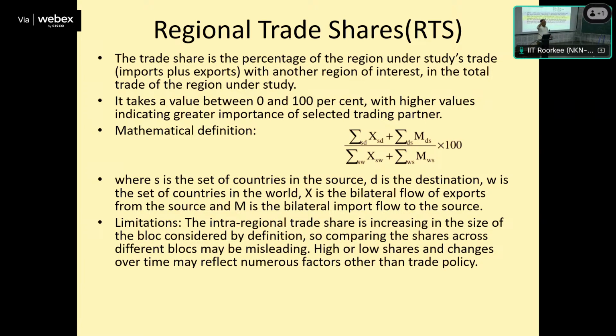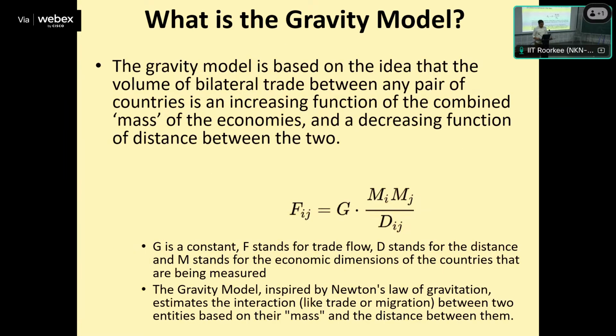So when we want to check the regional trade shares, we have to specifically mention to which country we are actually exporting. So out of the total world exports, the share to the particular country. So these are common indicators used in the estimations.